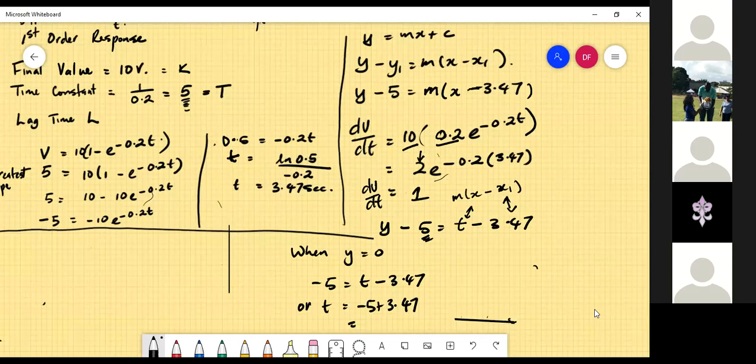So ln 0.5 equals, so this is supposed to have an ln in front of it. Let me just check that. So ln 0.5 divided by 0.2. All right, so that's 3.47. So that is correct. And this is 5. So that is correct.